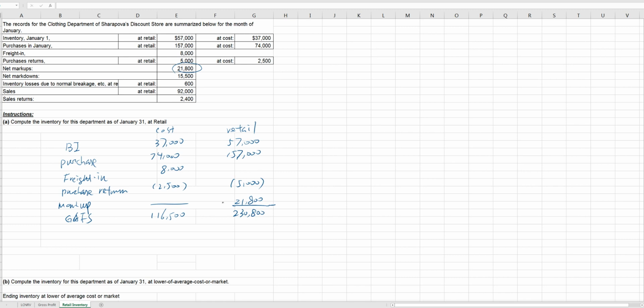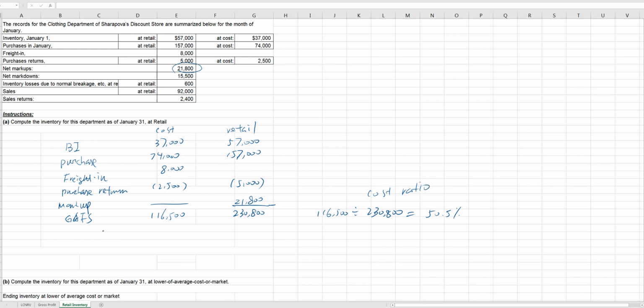Okay, so if we divide the cost by retail, we're going to get the cost ratio. The cost ratio for all my goods available for sale. It's about 50.5%. This is the cost ratio for all my goods available for sale.